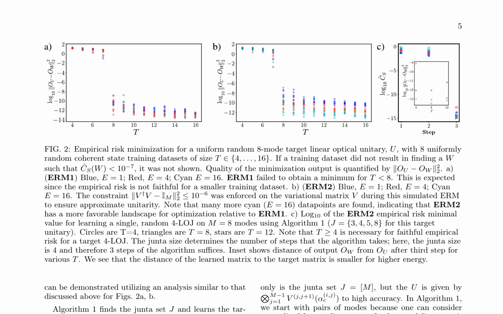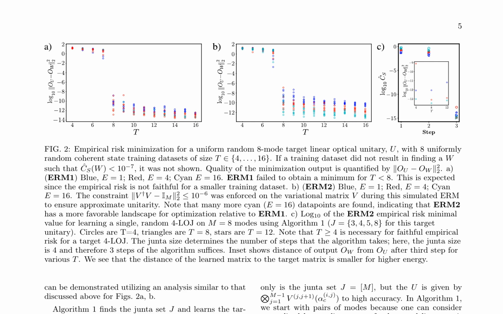The quality of the minimization output is quantified by the squared norm of the difference between the target unitary and the learned unitary. Comparative analysis of two empirical risk minimization approaches, ERM1 and ERM2, reveals distinct performance landscapes. ERM1 fails to obtain a minimum for training datasets of size t less than 8, as expected due to the lack of faithfulness of the empirical risk for smaller datasets.